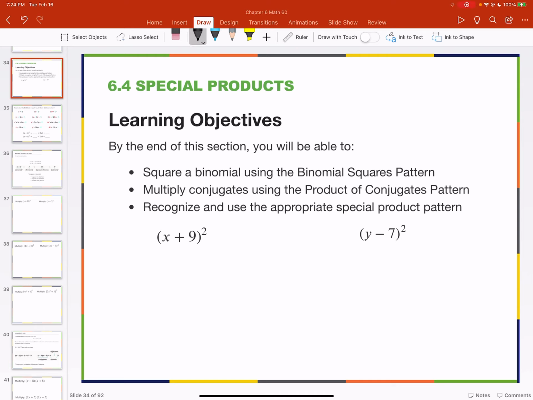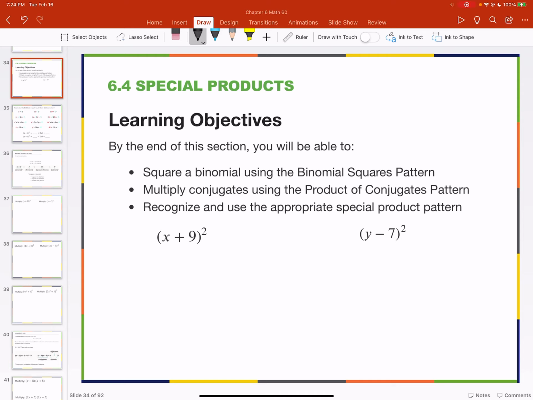6.4 is basically just special products, which means that as you're going through and multiplying binomials, some of them actually have a pattern, and you can use that pattern to multiply them more quickly. Okay, so let's go ahead and do a couple so that you can see.